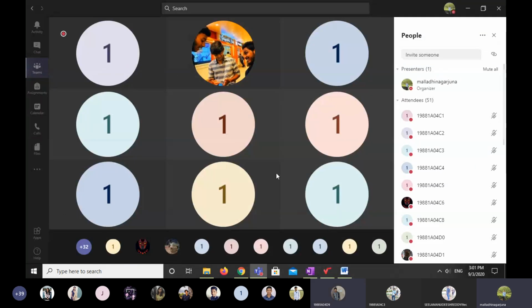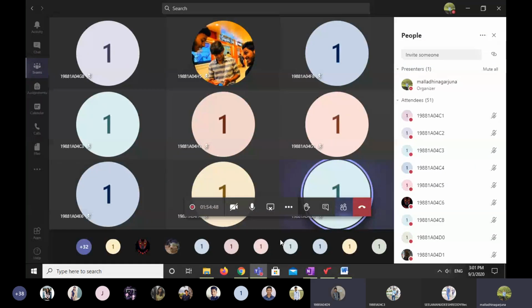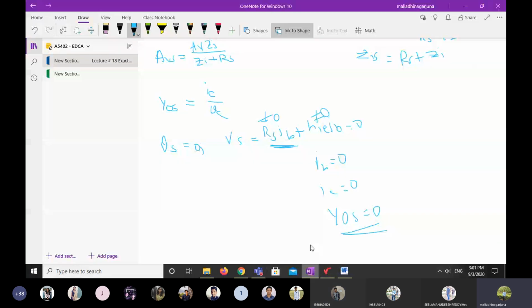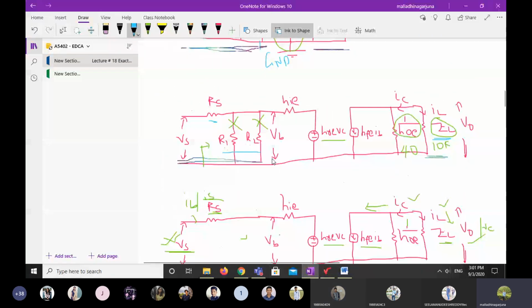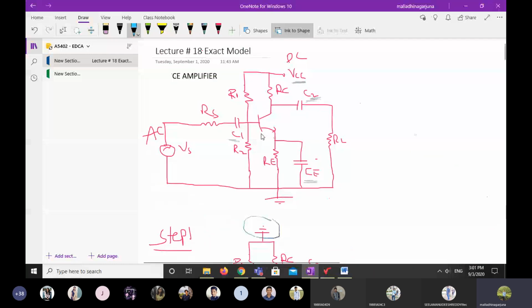Sir, can you draw the circuit? Yes. Same circuit. Actually, the circuit is like this. This is 10K. This is 40K. And between that, one capacitor is connected to ground. Okay, this is the circuit like this.